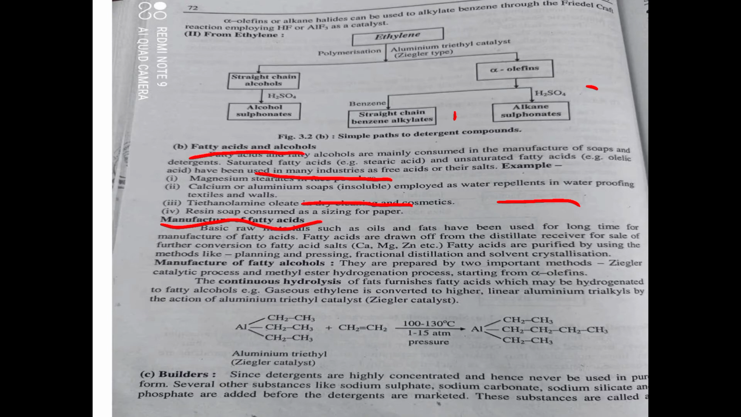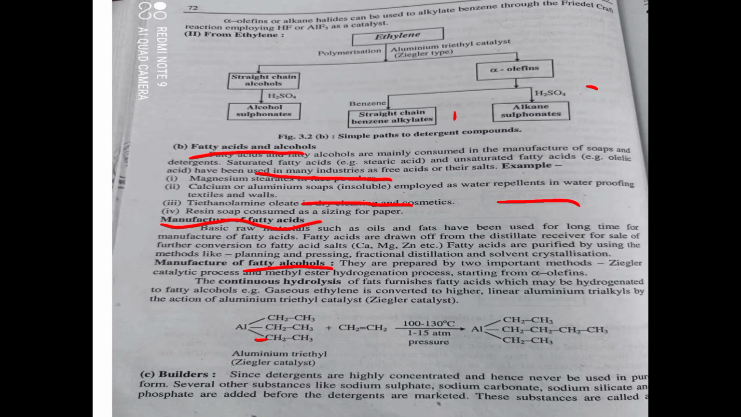The basic raw materials such as oils and fats have been used for a long time for manufacturing of fatty acid. Then fatty acid are drawn from the distilled reservoir of cell. Further conversion of fatty acid to salts, that is calcium, magnesium, zinc, etc. Fatty acid are purified by using methods like panning and pressing, then fractional distillation and solvent crystallization.